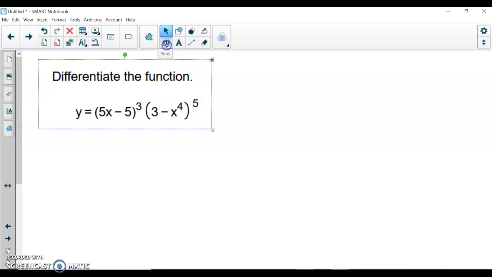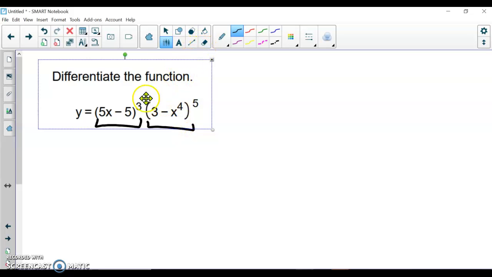Okay, so in this problem we're going to differentiate a product. If you notice, it's a product because we've got some things multiplying, right? In this case, we've got 3 factors of 5x minus 5, and then we've got 5 factors of this 3 minus x to the 4th. So this is a product rule.